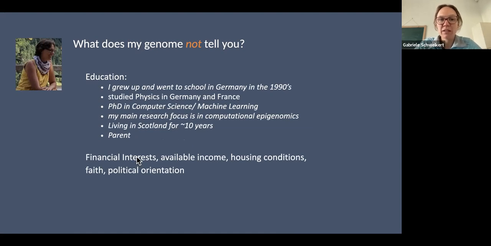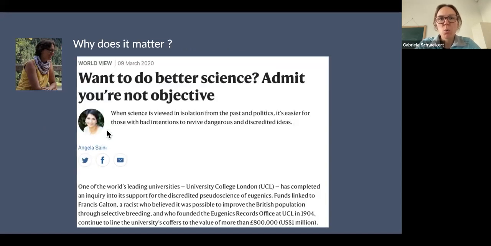And of course, there are other things that are really important to know as well. Do I have financial interests? What is my available income? What are the housing conditions in which I live? What is my faith, political orientation, and so on. So there's a lot of things that make up who I am, what kind of things I'm interested in. And it's not just my genome. I think we can agree on that. So why does it matter? Why should I be talking about me in the first place in a science class?